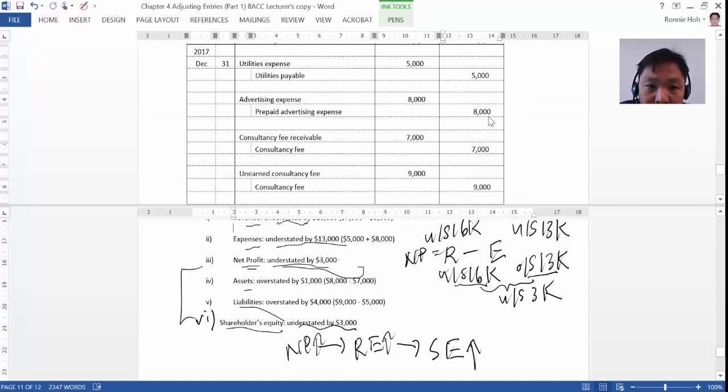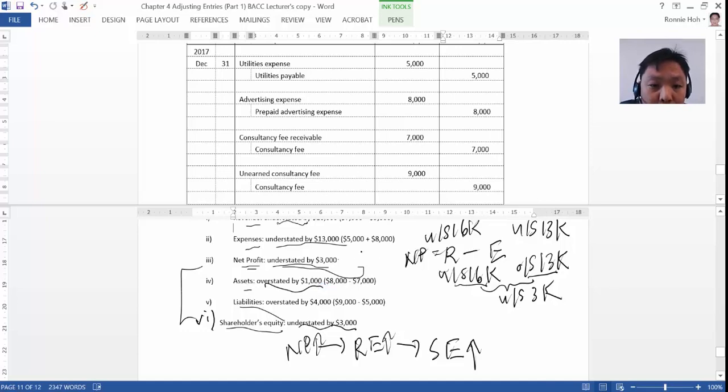So you're meant to decrease the asset, but at the same time, if you look at adjusting entry number 3, consultancy fee receivable is also an asset. You debit. Debit means increase. So on one hand you reduce an asset, on the other hand you increase. The net impact is an overall decrease of 1k. So you're meant to decrease it by 1k, but you didn't. You omit the adjusting entry, so your asset will be overstated by 1k.